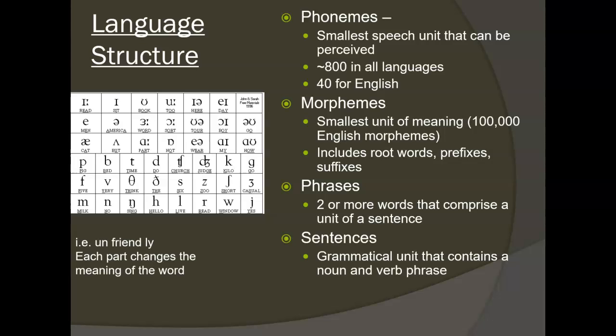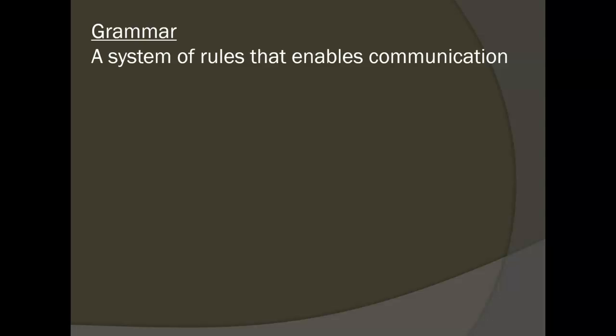Phrases are two or more words that comprise a unit of a sentence. And then, of course, sentences are a grammatical unit that contain both a noun phrase and a verb phrase. You're far enough along in school now that you know what a noun phrase and a verb phrase are.